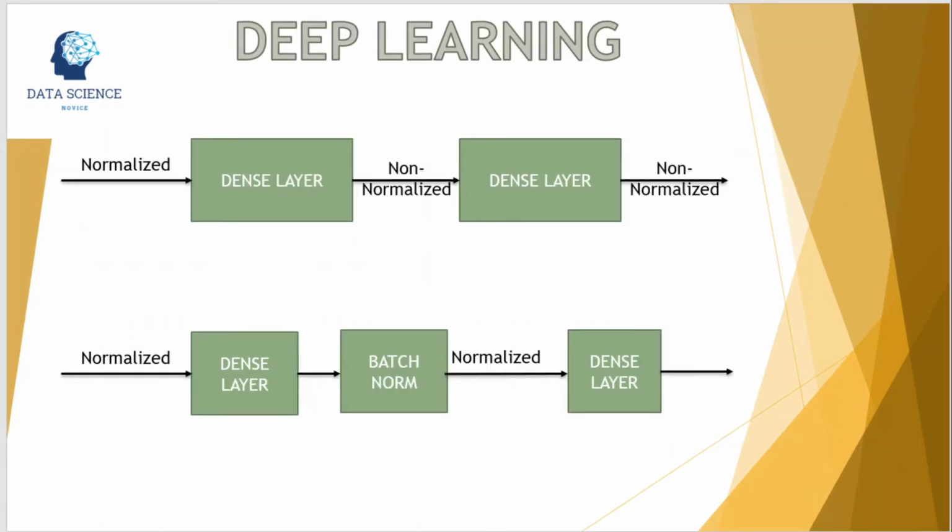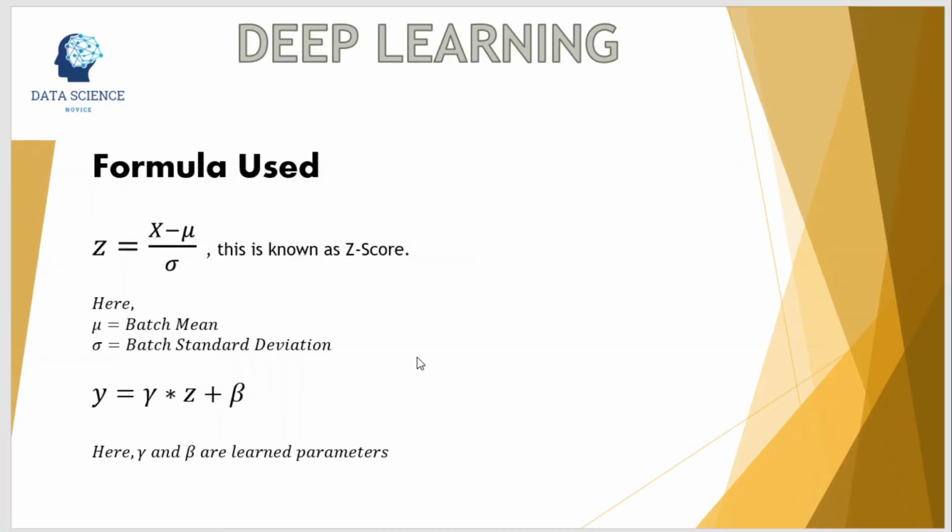To deal with this problem, we add another layer, the batch normalization layer, in between two layers. This way each layer gets normalized data from the previous layer. So here is the formula used. And if you are coming from a stats background, you might have guessed that we are calculating the Z score here. This gives us values ranging between -3 to 3. So mu is the batch mean and sigma is the batch standard deviation.